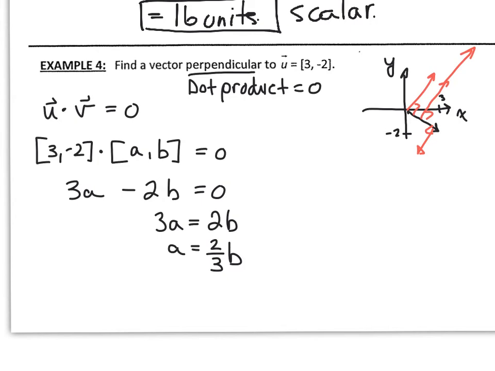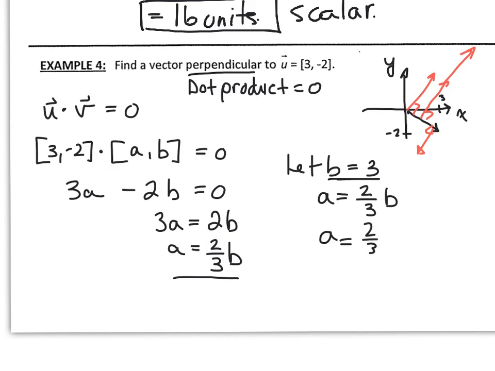But what I want is an easy one. So when I have something set up like this, if I let b equal 3, that's the easiest one because it'll just cancel out my denominator there. So remember we have a is equal to 2/3 of b. I let b equal 3, so a is equal to 2/3 times 3, where the 3's cancel, and I get a is equal to 2. So now I have my two values, a and b.